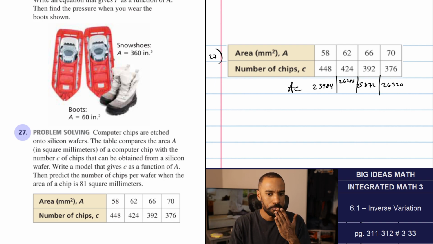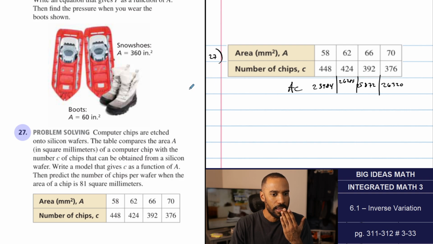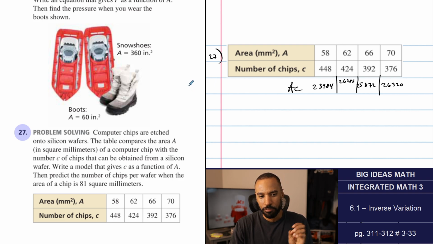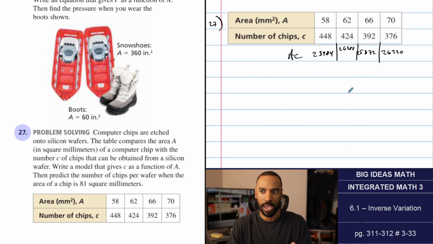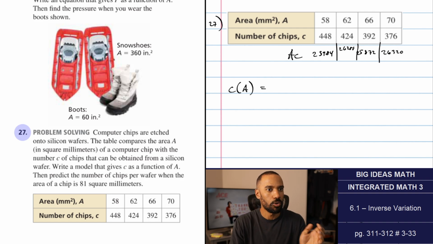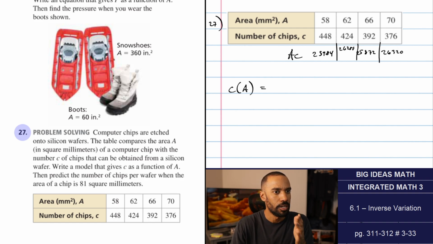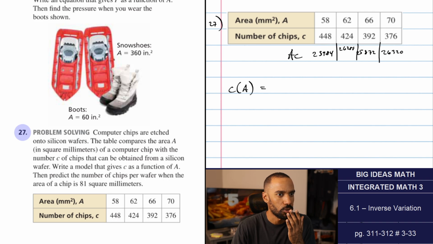Now they said write a model that gives C as a function of A. So like f is a function of x, that kind of thing. So I guess C is your y, the number of chips based on the area. C of A equals, but we need to find that constant of variation. Let me check my calculator to see if I have rational regression on here. Power regression, logistic, sine. I don't think I do.